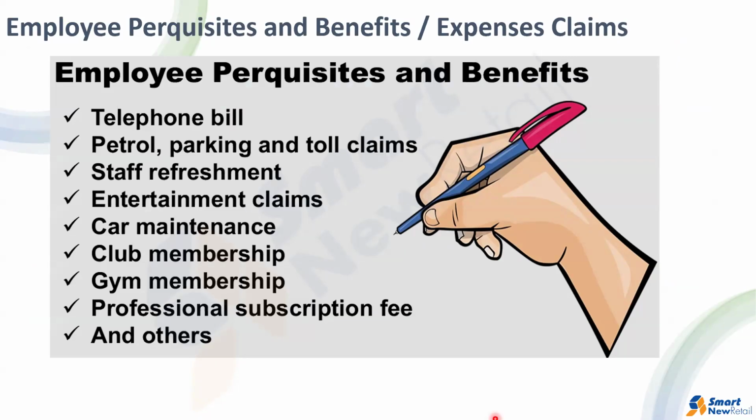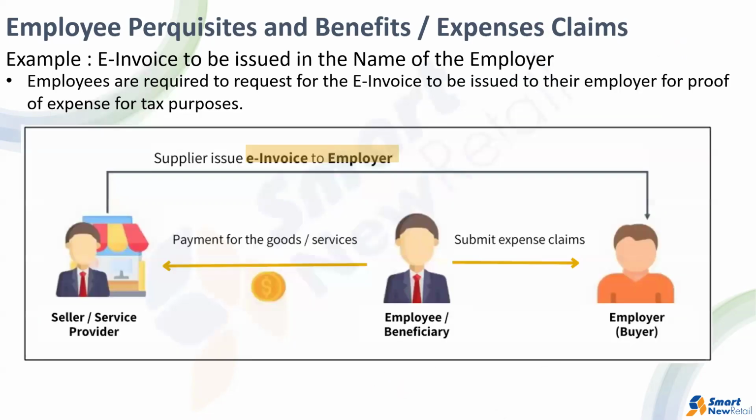Okay, so what about employee benefits and their expense claims? What can be claimed is the telephone bill, petrol, parking, toll claim, staff refreshment, entertainment claim, car maintenance. Some have a club membership or gym membership, professional subscription fee, and others. Those are able to be claimed. So it will be employee basic and benefit, issued in the name of the employer. Employees are required to request for the invoice to be issued to their employer for proof of expenses.